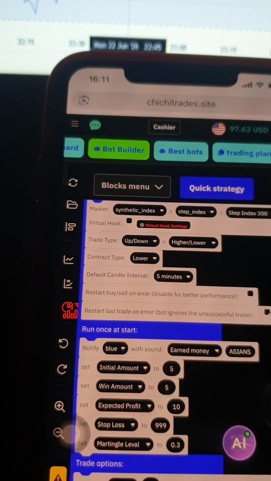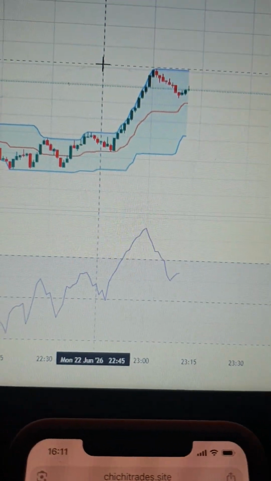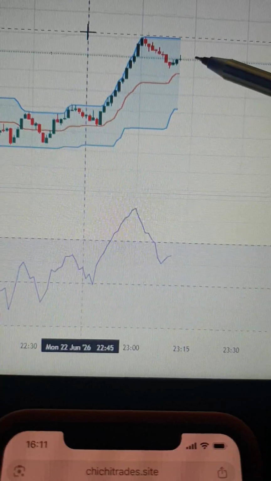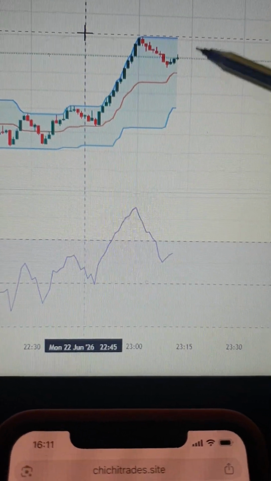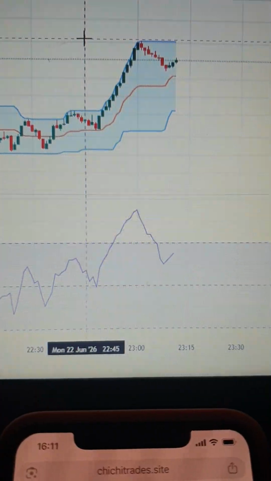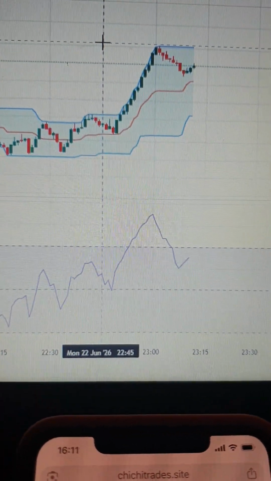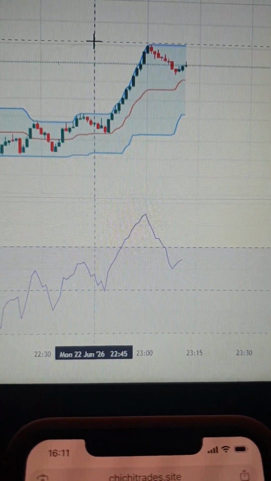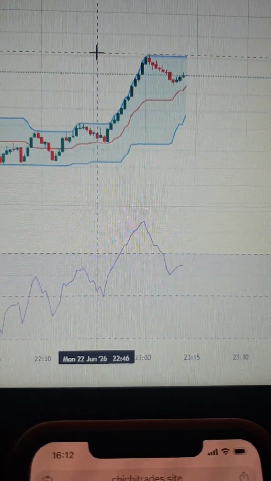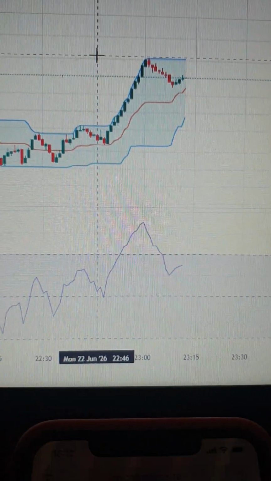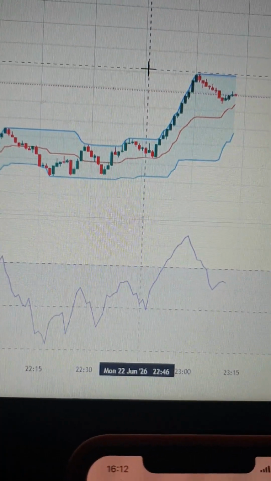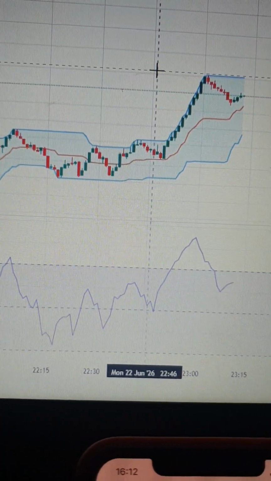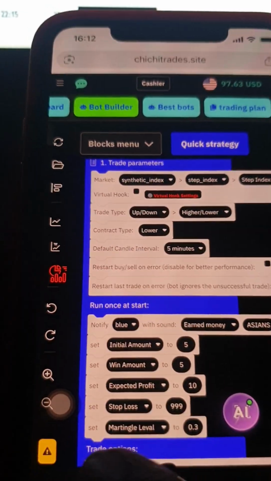So I'm going to explain about the entry point. For the entry point, you're going to wait for this candle to retest at least 3 times up, then retest 1 time down. So you're going to wait for it to rise at least 3 times, then fall 1 time, and then you're going to click on the run button immediately.